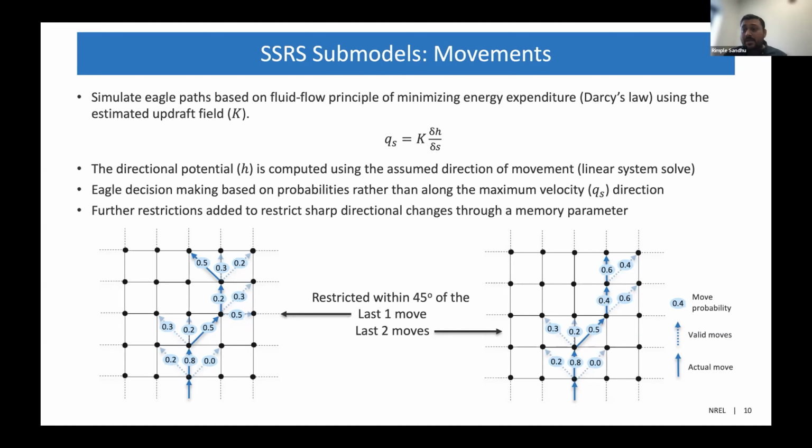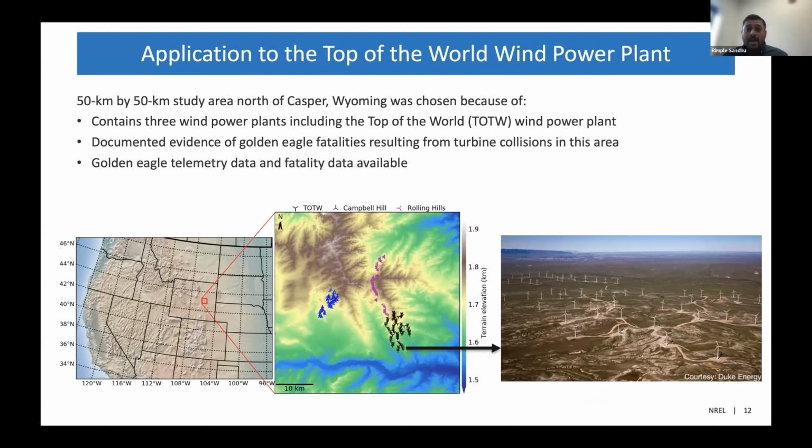So we started with applying it to a region in a wind site in Wyoming called Top of the World Wind Power Plant. We chose this site because there has been documented evidence of golden eagle fatalities at this site and the sites close to this. And we have golden eagle telemetry data and fatality data available for this site.